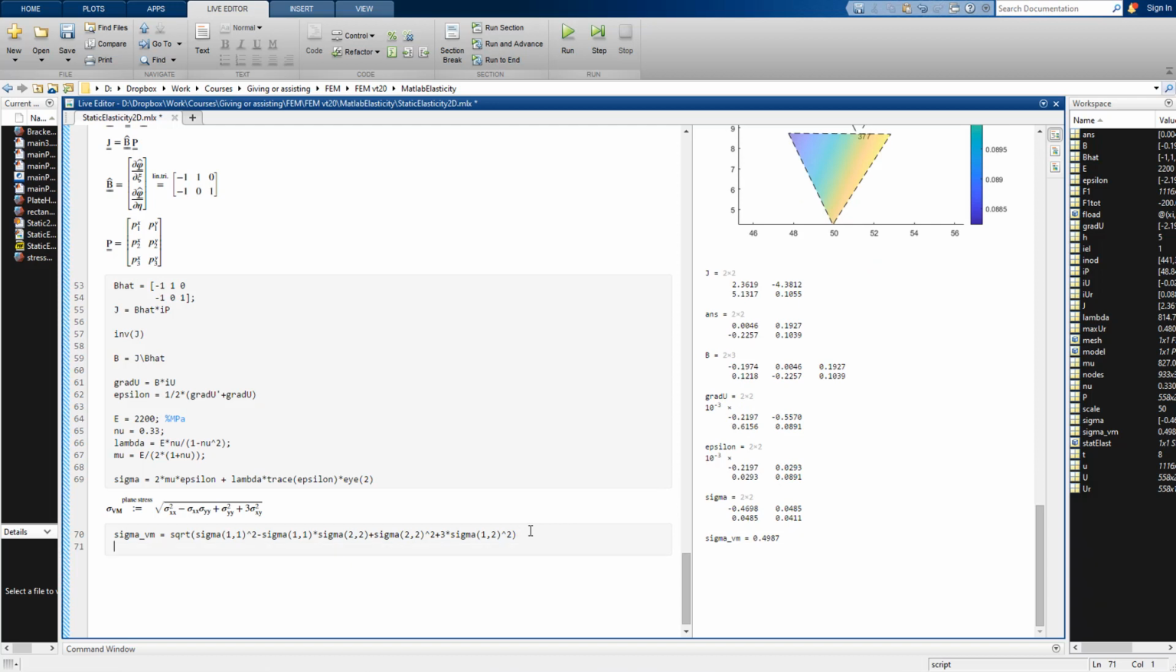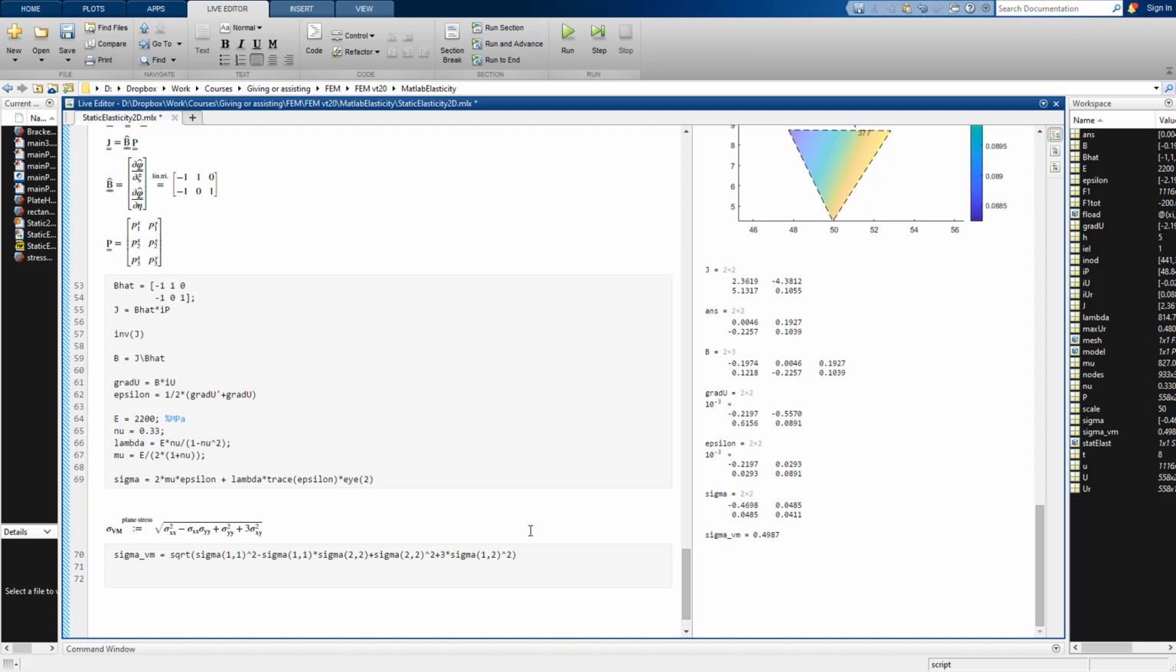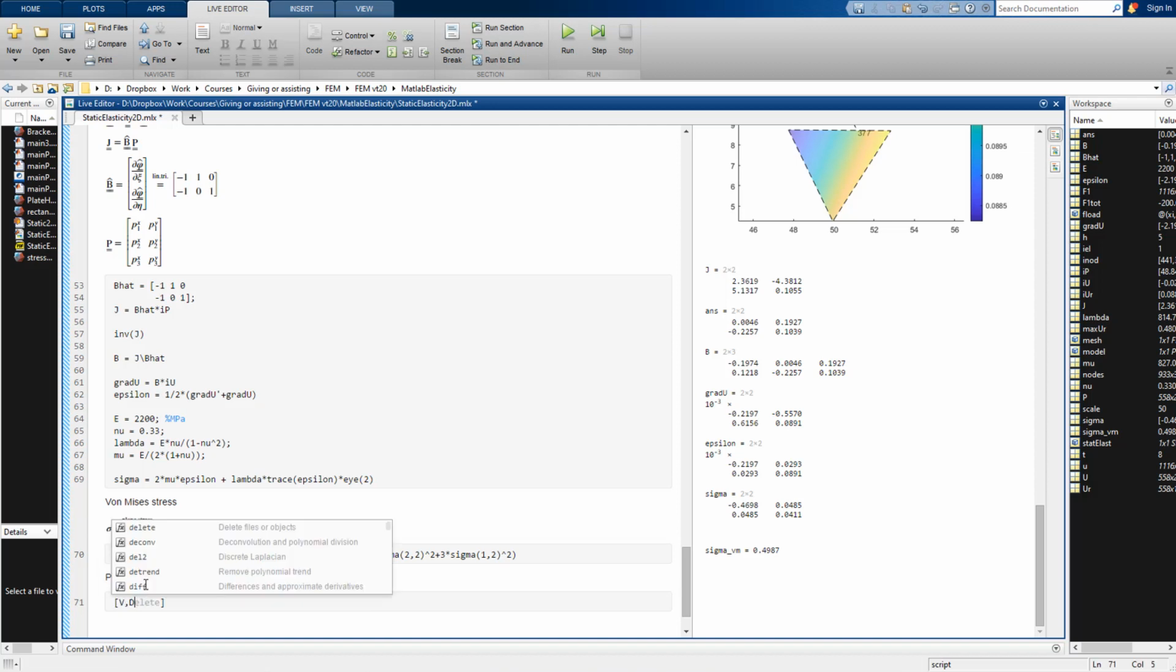Now another thing that is interesting, you can actually write something here. You can say, okay, von Mises stress. And another type of stress that is very interesting is principal stress. So you can do it by hand, exactly how I showed you, or you can jump into Matlab and do it this way. We have V and D, eig of sigma.